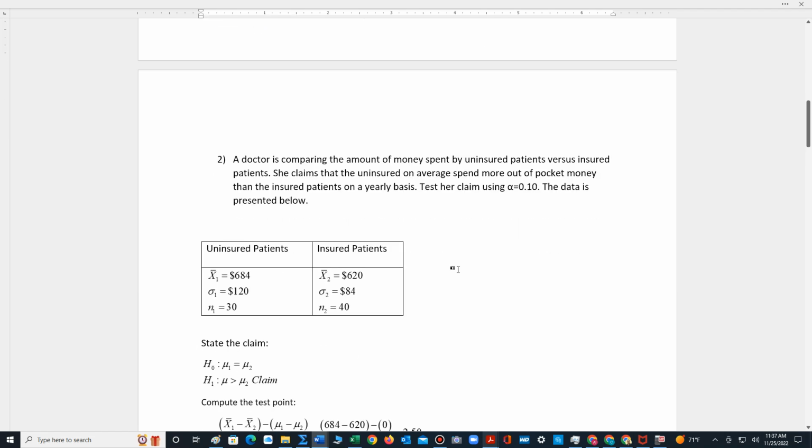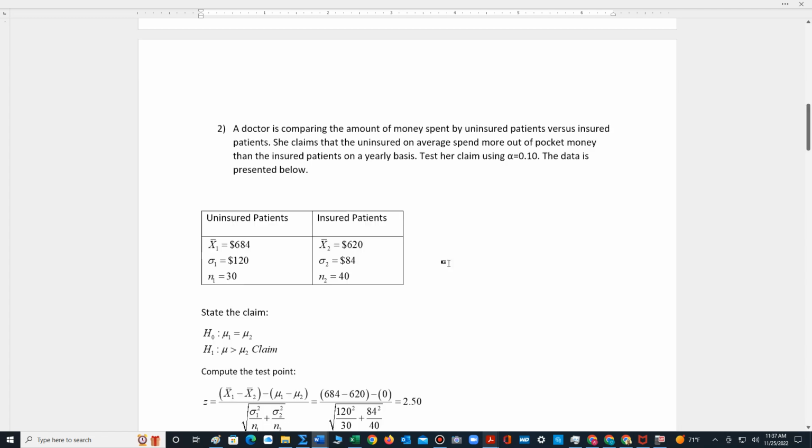Number 2 says the following. It says that a doctor is comparing the amount of money spent by uninsured patients versus insured patients. She claims that the uninsured on an average spend more out-of-pocket money than the insured patients on a yearly basis. Test her claim using alpha 0.10.